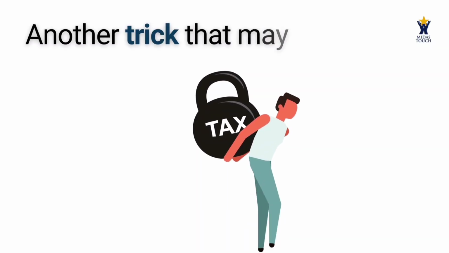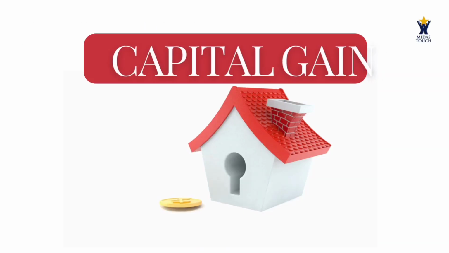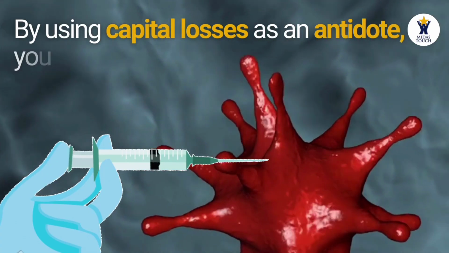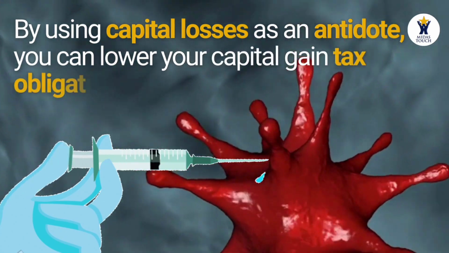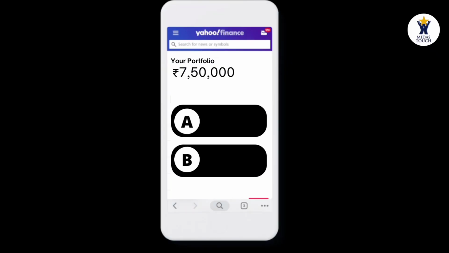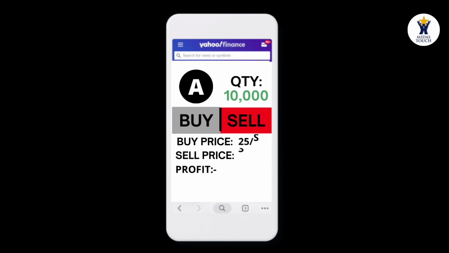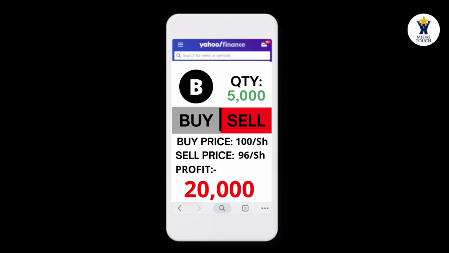Here's another trick that may help ease your tax burden. By using capital losses as an antidote, you can lower your capital gain tax obligation. Imagine you own a portfolio of two companies, A and B, with a purchase price of Rs 25 and 100 respectively. Shares of company A were sold for a capital gain of Rs 1 lakh during the year at a price of Rs 35 per share, whereas company B's shares were sold for a capital loss of Rs 20,000 at a price of Rs 96 per share.